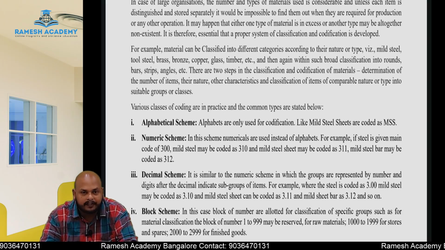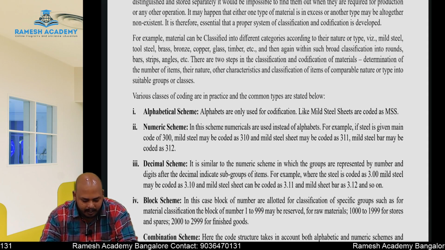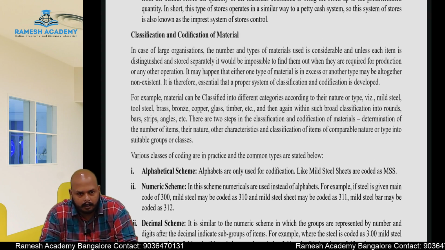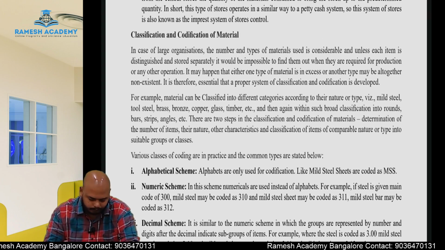Next, classification and codification of material. Classification and codification of material is nothing but how to identify a raw material. Basically, how to identify a raw material.